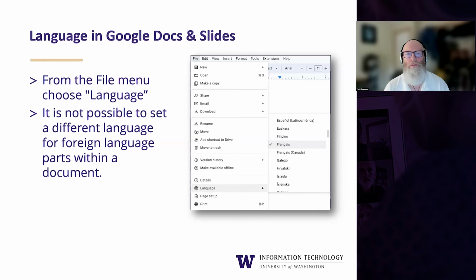In Google, overall, both in Docs and Slides, you can set the language of the document. From the File menu, you choose a language and then you select the language of the document. But it is not possible to set a different language for foreign language parts. If you select text and try to set the language, then it's going to override the overall document language. So you're stuck with the document language only, no language of parts possible in Google.